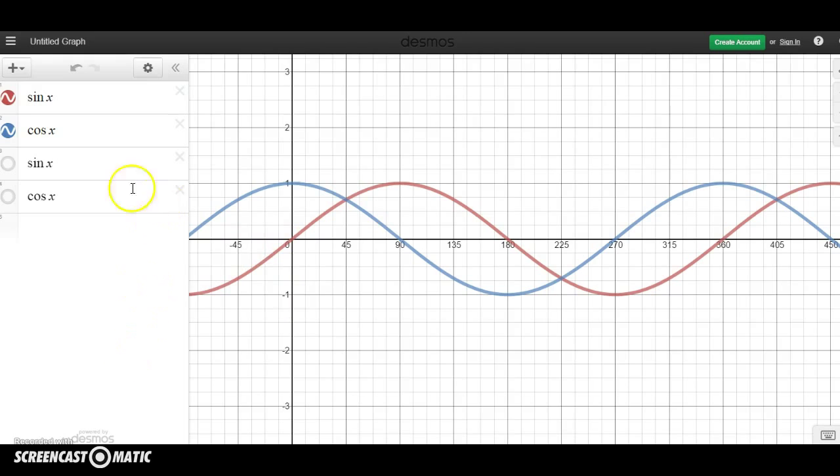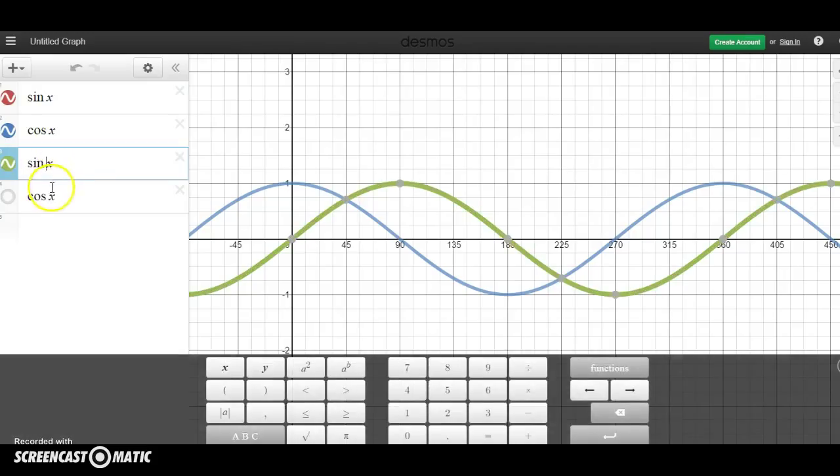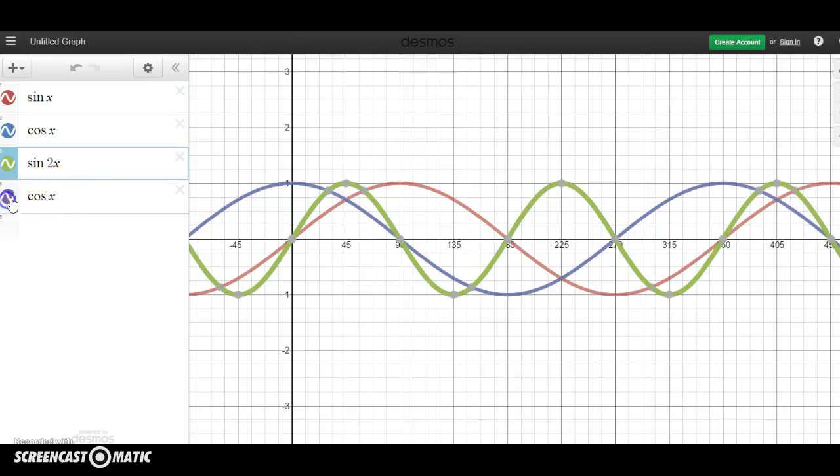Okay, so step 1, we're going to play around with this. We're going to add transformations, and the first thing we're going to do is put numbers right on the x or the theta. In this case, I'm using x. So let's just look at what happened to sine. Let's get rid of these guys. My first sine curve is the red one. My second one is the green one here.